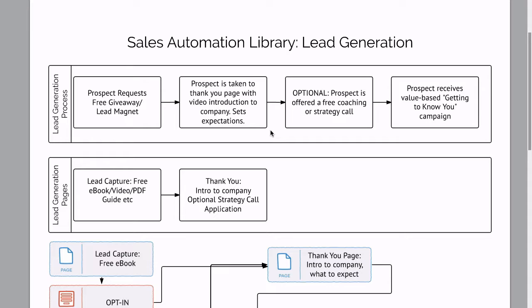The next thing that's going to happen is that your prospect starts to receive a value-based getting-to-know-you campaign. And so that is your email follow-up series. Email has been proven time and again to be the most effective medium, way more effective than social media when it comes to actually selling products and services. And so you really want to make sure that you have a good follow-up series. I always recommend at least 45 days.